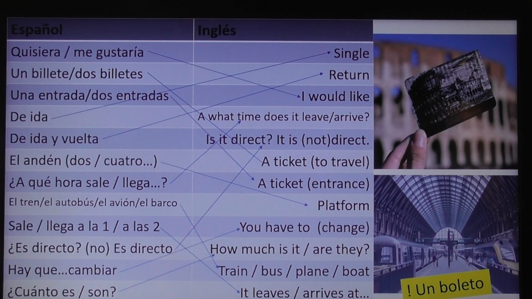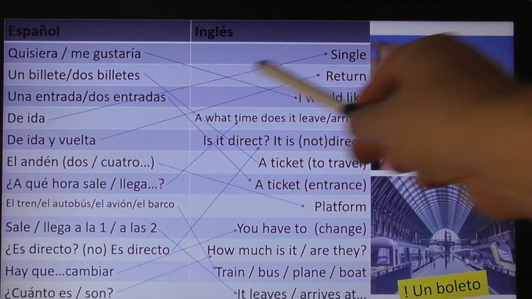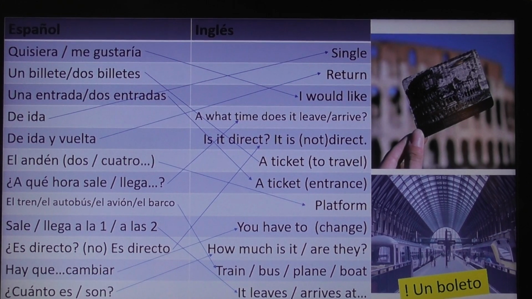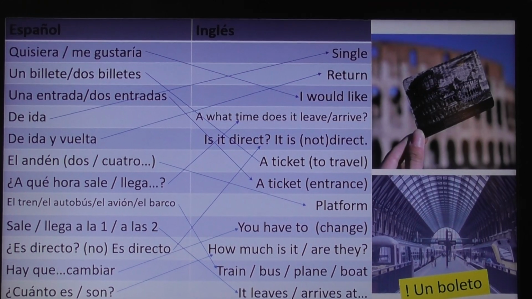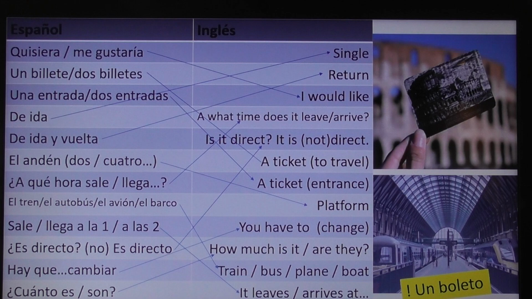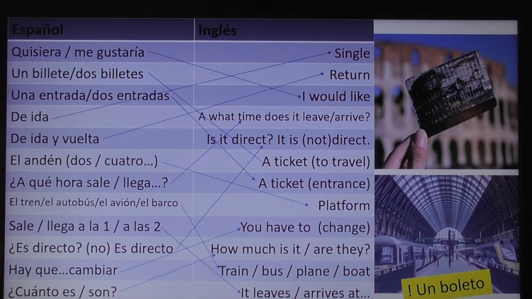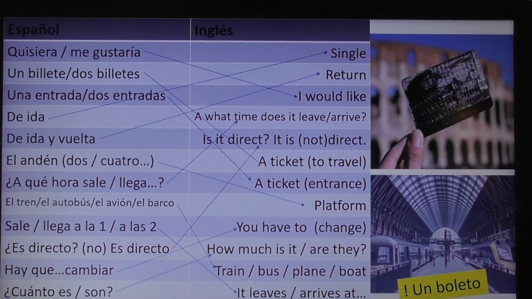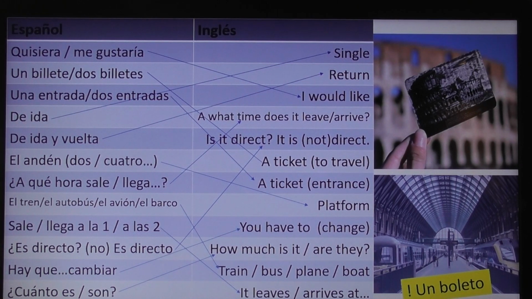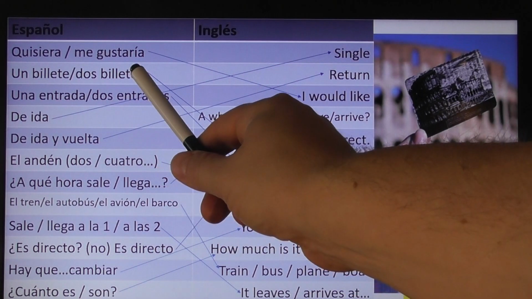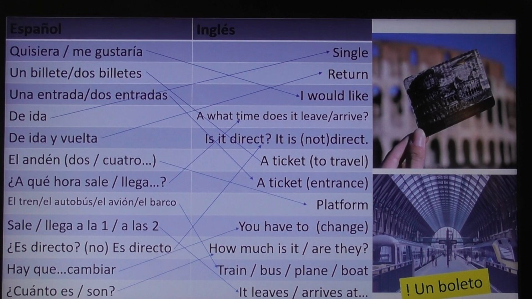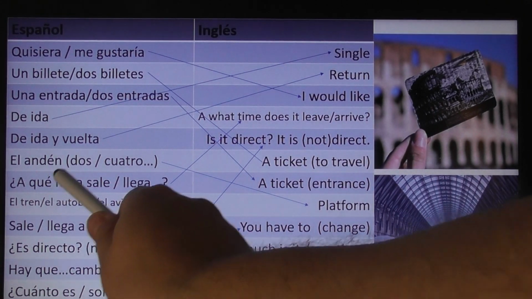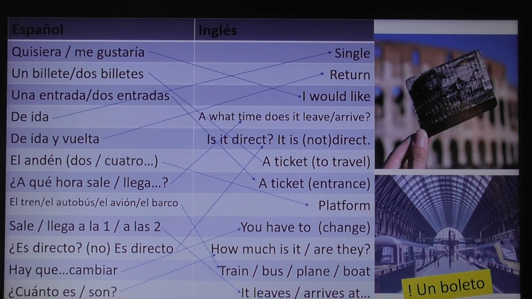De ida. That's a single. Un billete. A ticket. So therefore, if I said un billete de ida, that would mean a single ticket. Dos billetes de ida y vuelta. Okay, we've got 2 tickets, but what kind? De ida y vuelta. 2 return tickets. El andén. Platform. Sale a la 1.